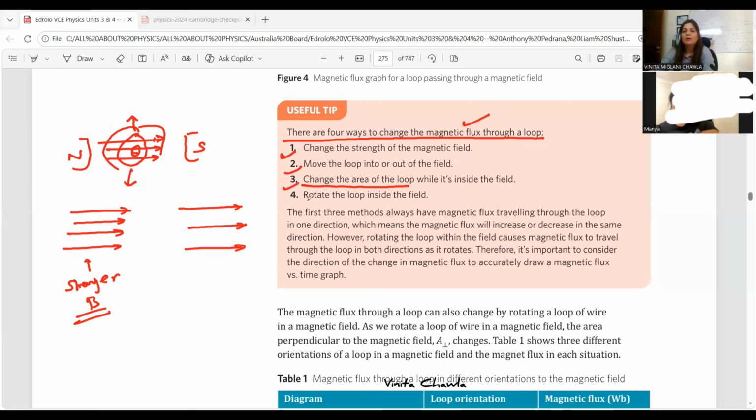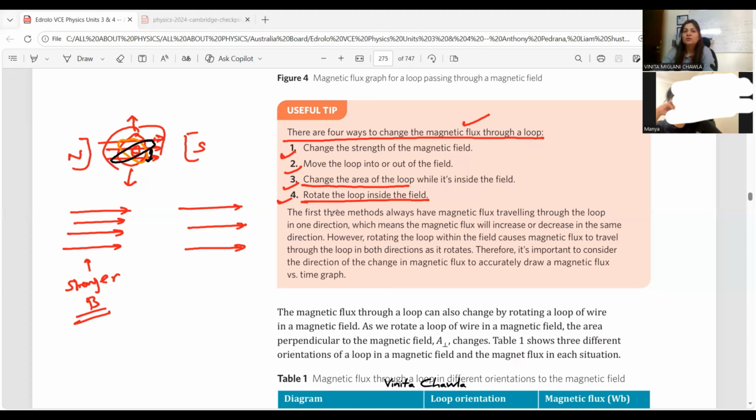Fourth is by rotating the loop inside the field. So if we rotate the loop inside the field, suppose I place the loop like this, or I can place my loop like this. So we are rotating the loop. We are moving the loop in circle or in rotation. Again, we can change the magnetic flux through the loop.